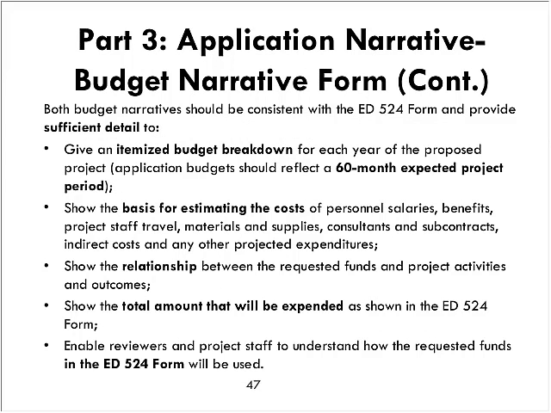Right, and continuing with the budget narrative, both budget narratives should be consistent with the ED 524 form, and they should provide sufficient detail to give an itemized budget breakdown. It should reflect the 60-month expected project period. It should also show the basis for estimating costs of things like personnel salaries, benefits, project staff, travel, materials and supplies, etc. It should show the relationship between the requested funds and project activities and outcomes. And it should also show the total amount that will be expended. Okay. And at the end of the day, reviewers and project staff should be able to have a good sense of how the requested funds will be used.